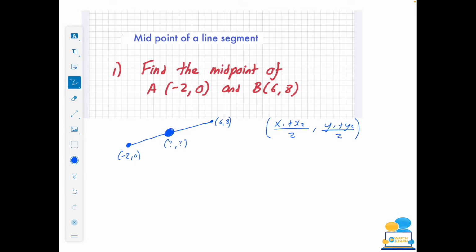So we'll read our question now. Find the midpoint of minus 2, 0 and 6, 8. We're going to label this as our x1, y1 and our x2, y2.